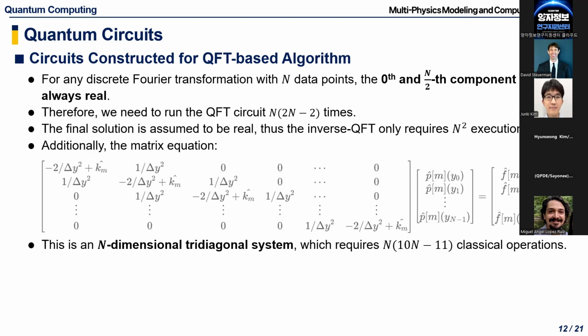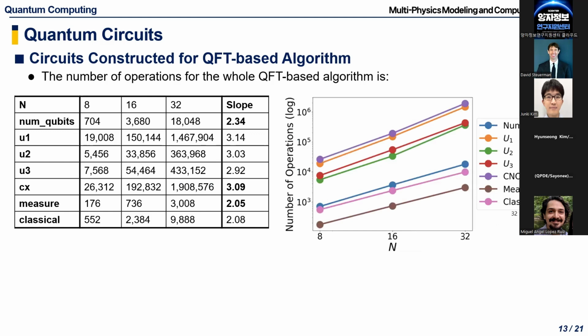And additionally, the classical matrix algorithm is typically the Thomas algorithm, which efficiently solves a tridiagonal matrix. And for an n-dimensional tridiagonal system it requires n times (10n minus 11) classical operations. So the number of quantum operations included in the whole QFT algorithm is as in this table and displayed on the right graph logarithmically. And the slope is kind of high because the number of QFT blocks increases faster than n squared as n increases.